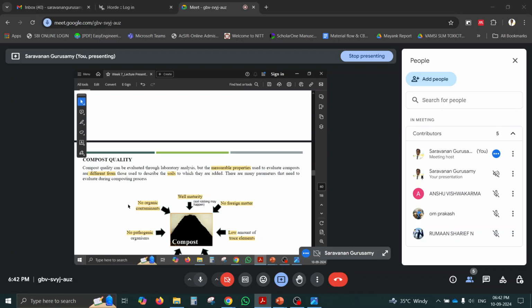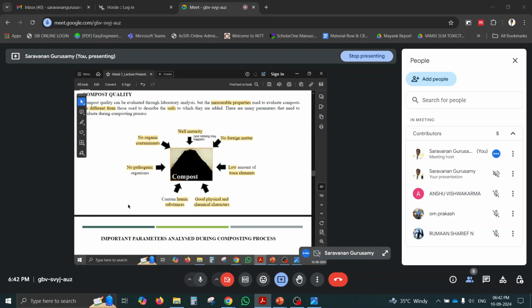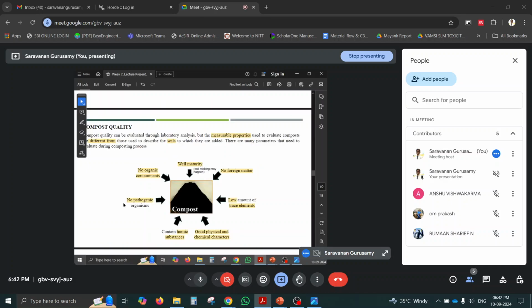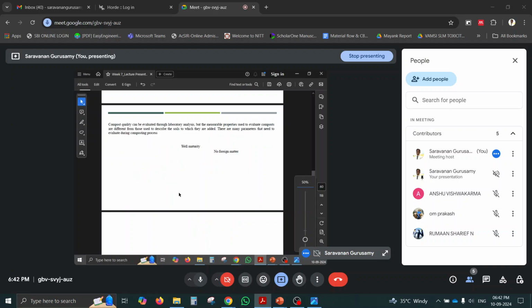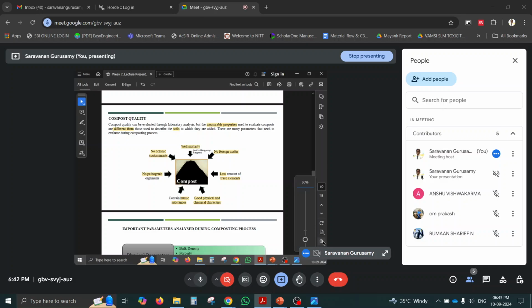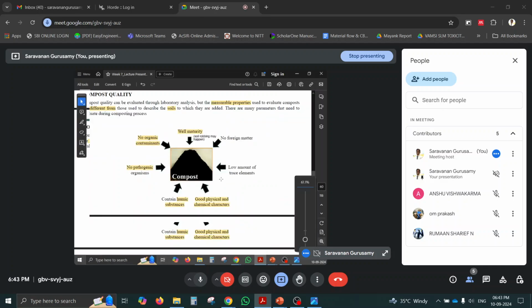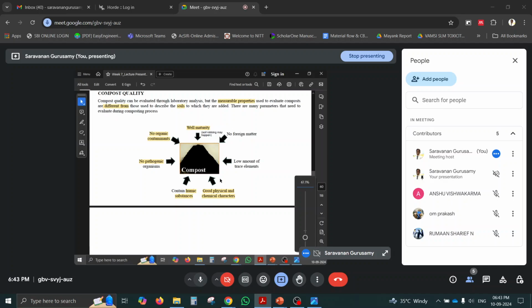Yeah. Then after forming the compost, how to check the quality of the compost, whether it is good enough to be used as a soil amendment in the agricultural field. How to check the quality of the compost? Yeah, you can see here.